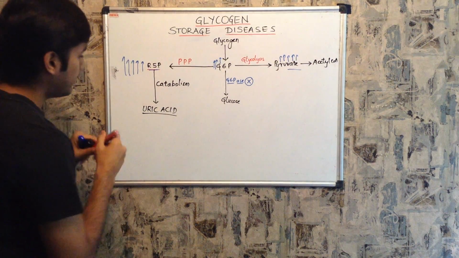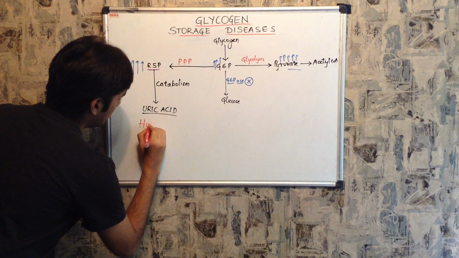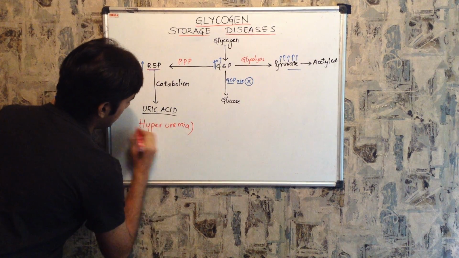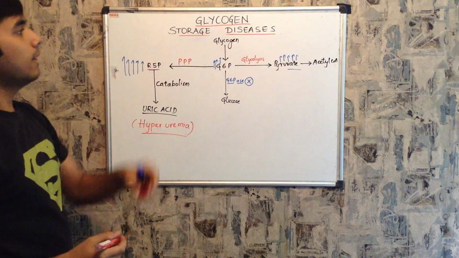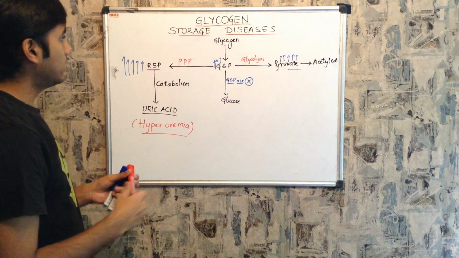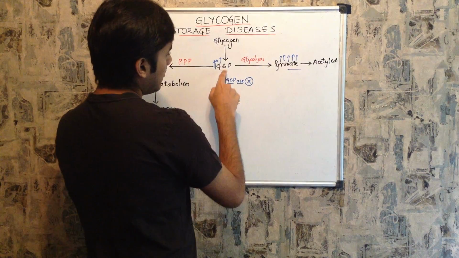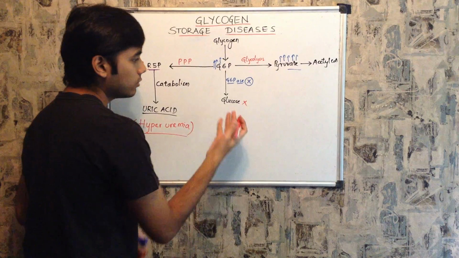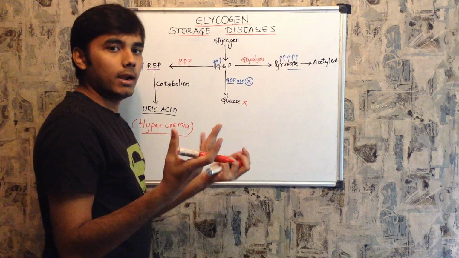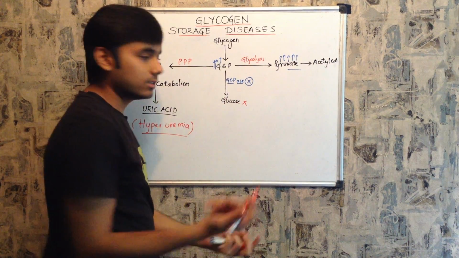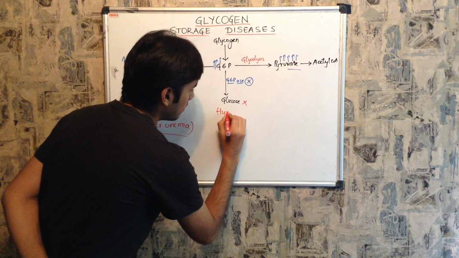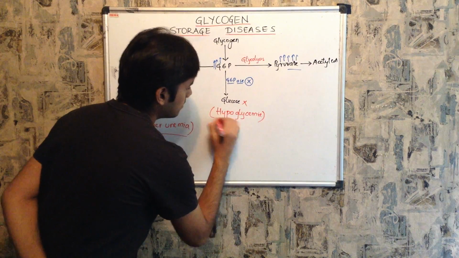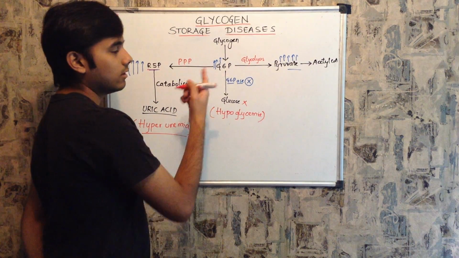This is called hyperuricemia. So this is one pathology of Gyrke's disease. Now coming to the next. As I told, when glucose 6 phosphatase is absent, then there is no formation of glucose. So when there is no formation of glucose, the blood glucose level is decreased, which we also call hypoglycemia. So this is the second pathology related with Gyrke's disease.